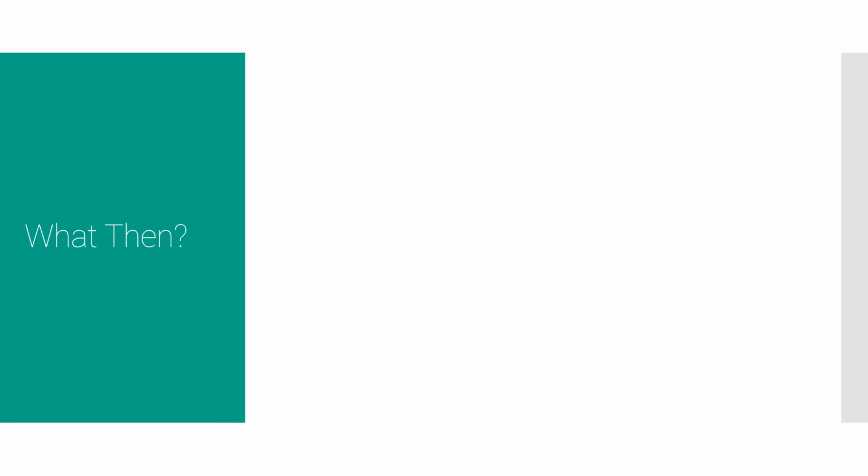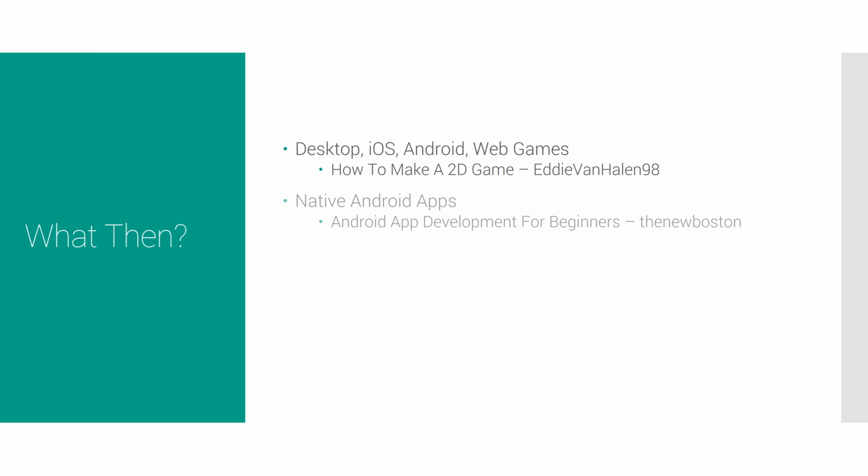Another question you might be asking yourself is, okay, once I've learned computer programming, where can I go from there? Well, there's a good few routes that you can go down. The first one is you can learn how to make 2D games for desktop, iOS, Android, and the web through my old series, How to Make a 2D Game. Like I mentioned earlier, Android is also developed in Java, so you can learn how to make native Android apps through Android App Development for Beginners by The New Boston, which is available on YouTube.